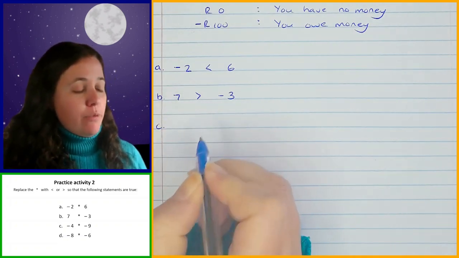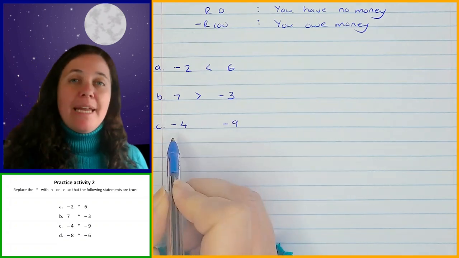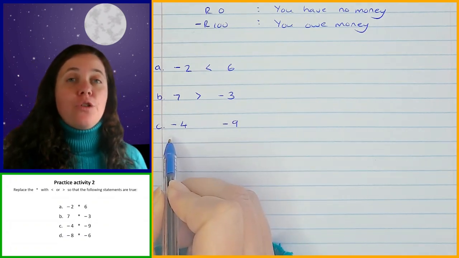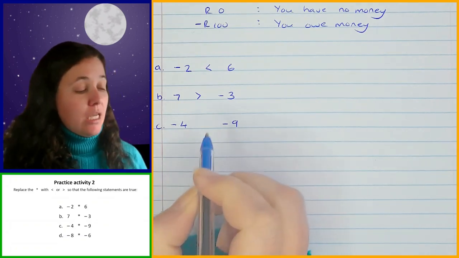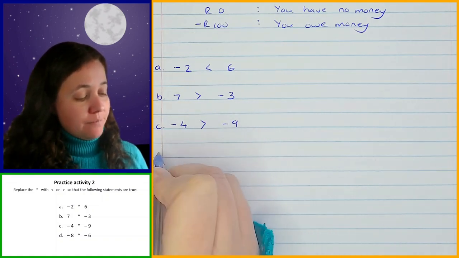For question C, we've got negative 4 and negative 9. Now, negative 4, you'll see, is further to the right than negative 9. So negative 4 is greater than negative 9.